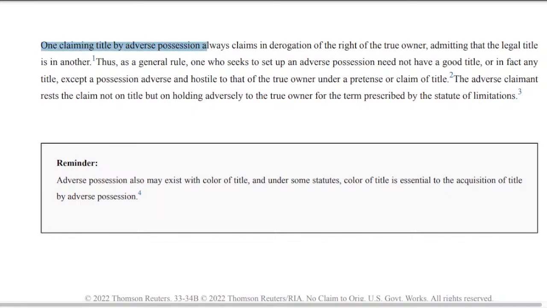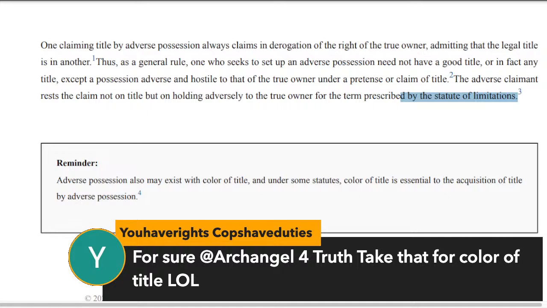One claiming title by adverse possession always claims title in derogation of the right of the true owner, admitting that the legal title is in another. Thus, as a general rule, one who seeks to set up an adverse possession may not have a good title, or in fact any title, except a possession adverse and hostile to that of the true owner, under a pretense or claim of title. The adverse claimant rests the claim not on title, but on holding adversely to the true owner for the term prescribed by the statute of limitations. So yeah, it's color of title.